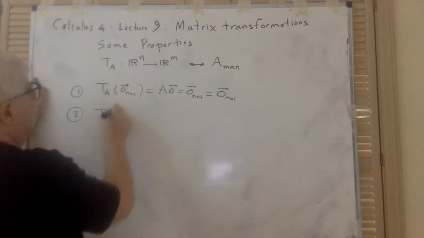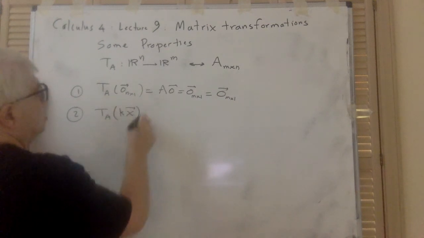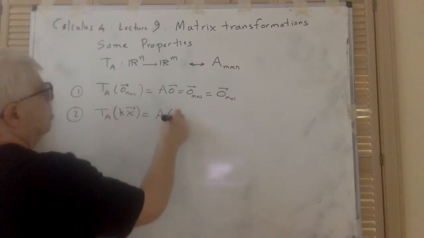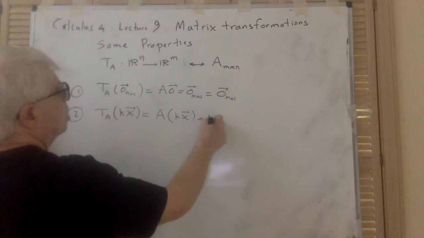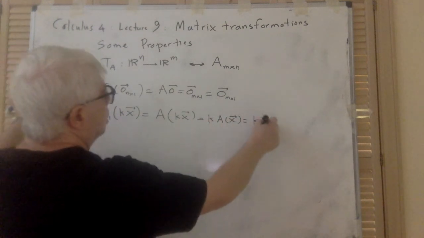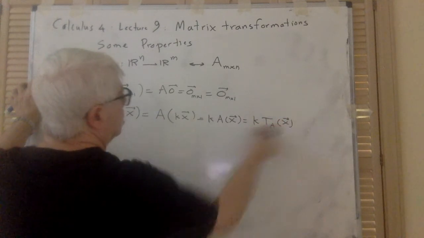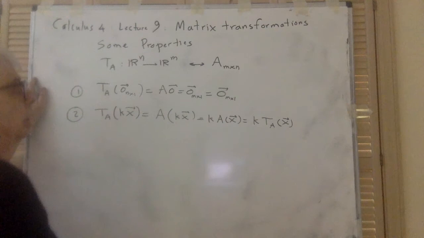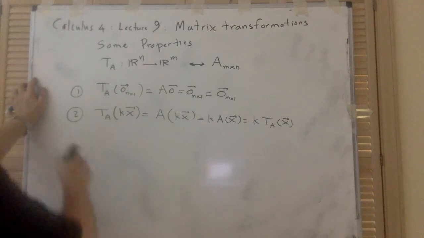So T_A applied to k times some x. So this is A times kx. Remember, in matrix multiplication, this is a constant. The constant comes out. And this is k T_A of x. So a constant or scalar comes out, it's like it's coming out of the function.